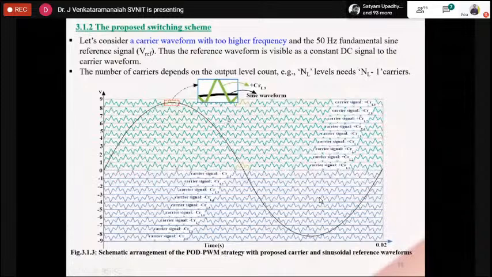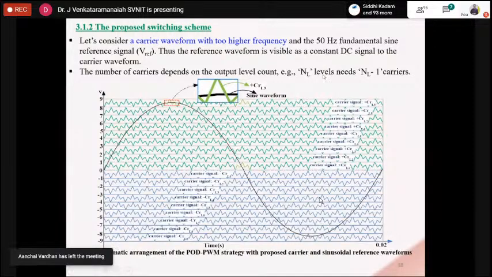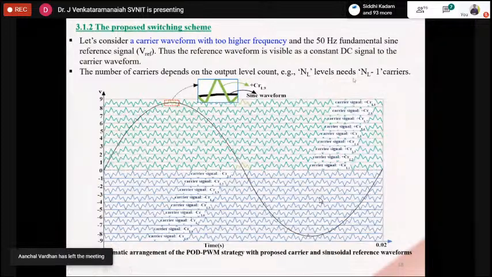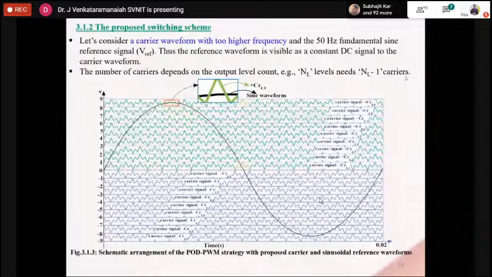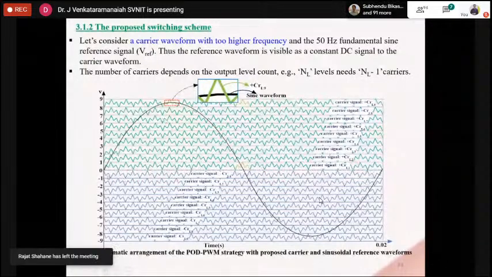It originates from the POD technique, that means level shifted techniques. We need the same new carrier for n levels. We need NL minus 1 carriers, as in POD or PD techniques. Since it is the POD technique, all negative carriers are 180 degrees apart from the positive carriers.